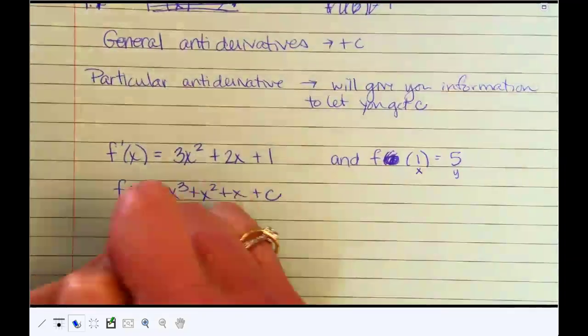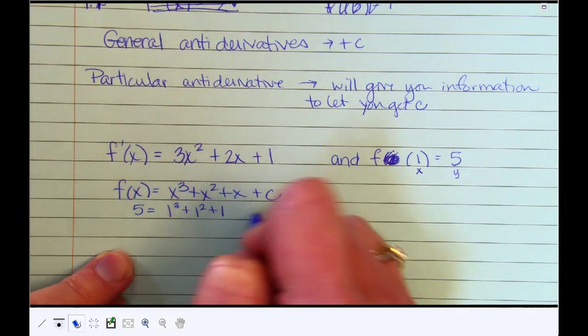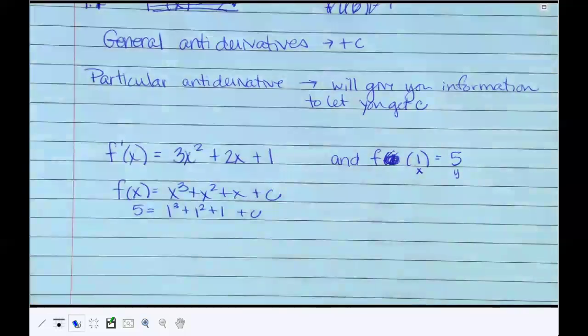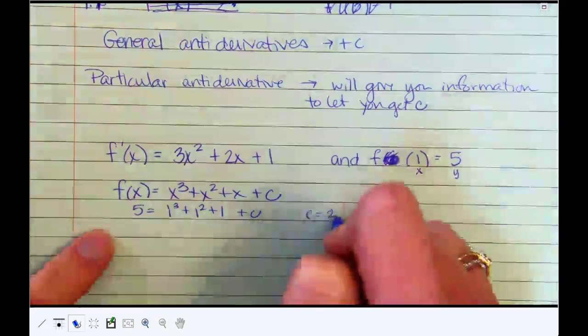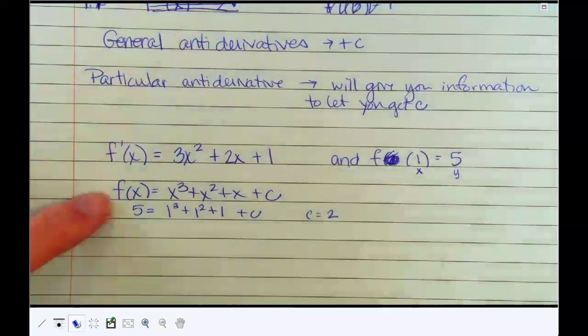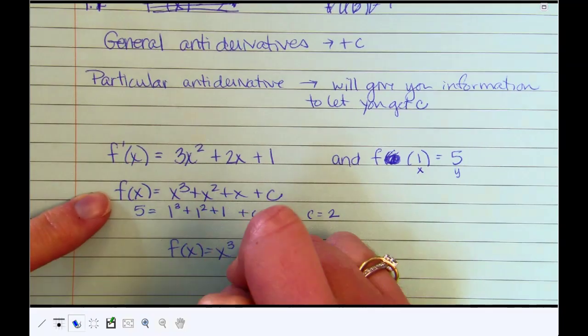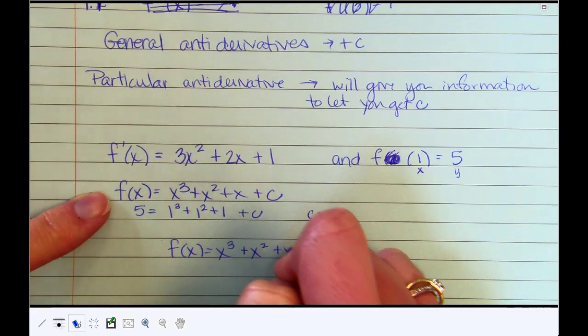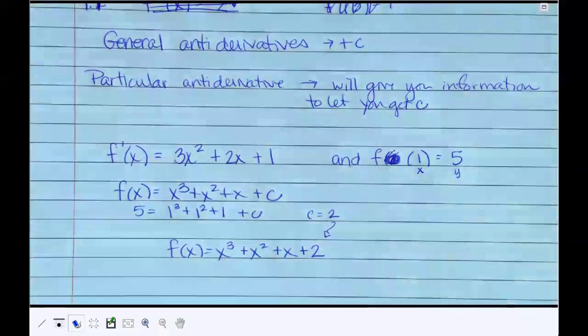So in this case, we have 5 equals 1 cubed plus 1 squared plus 1 plus c. I made this easy for us for this first one. What does c equal then? 2. So then you're not done. It's not like, hey, I found c, that's the end all be all. Your goal is to find the equation. So your final equation is x cubed plus x squared plus x plus 2, because that's your value of c.